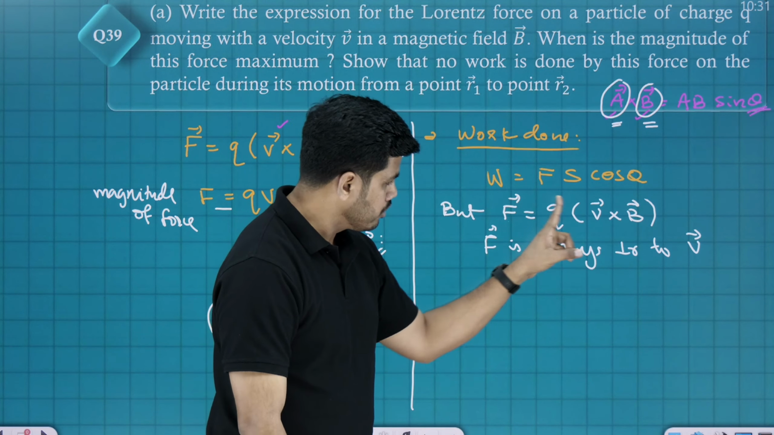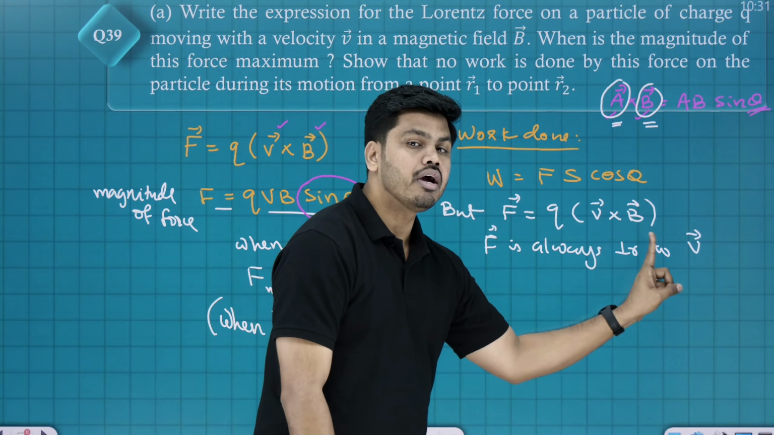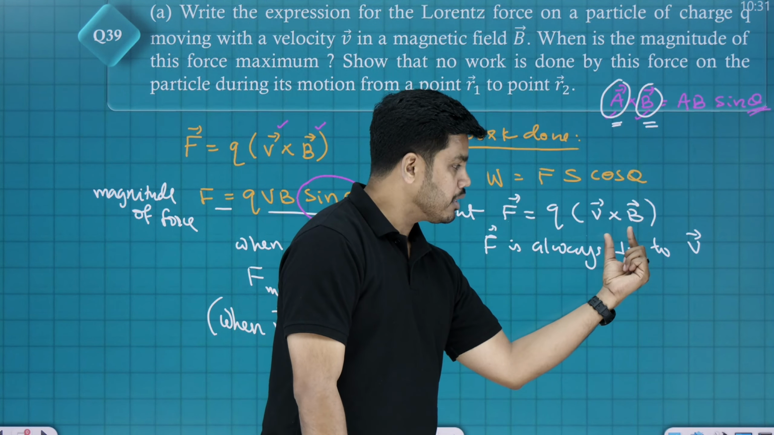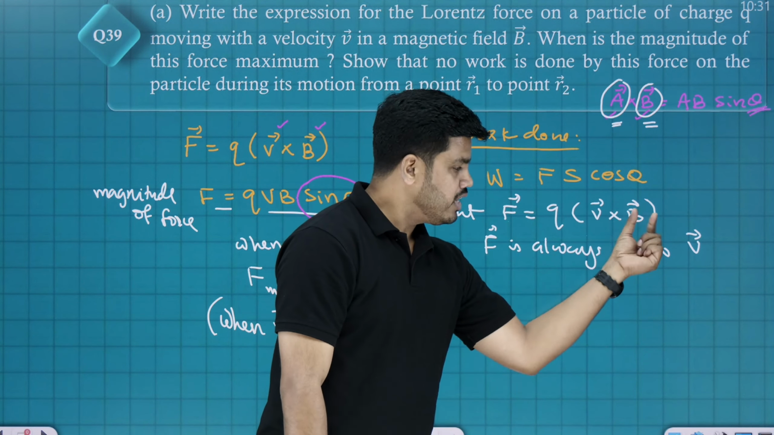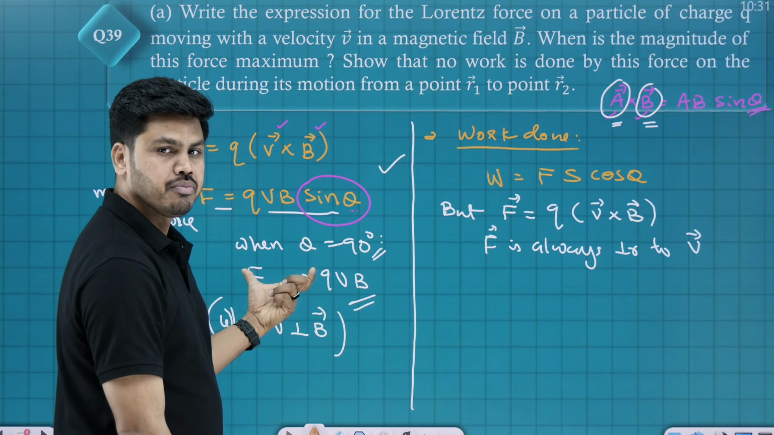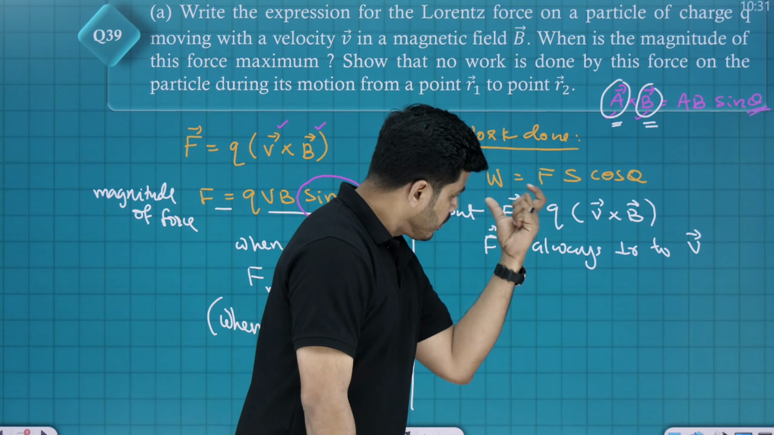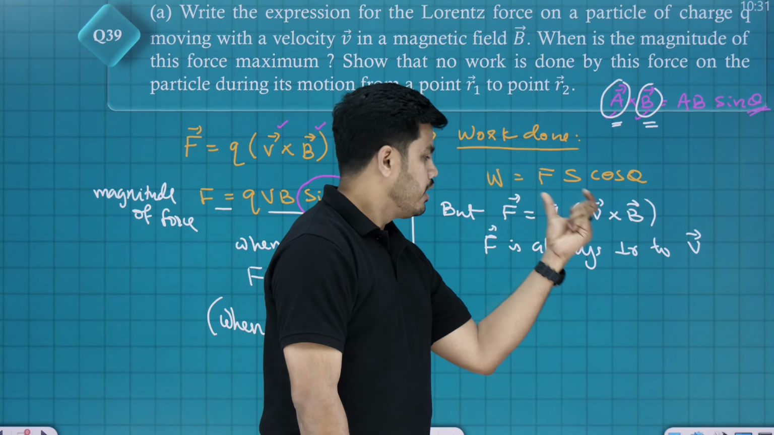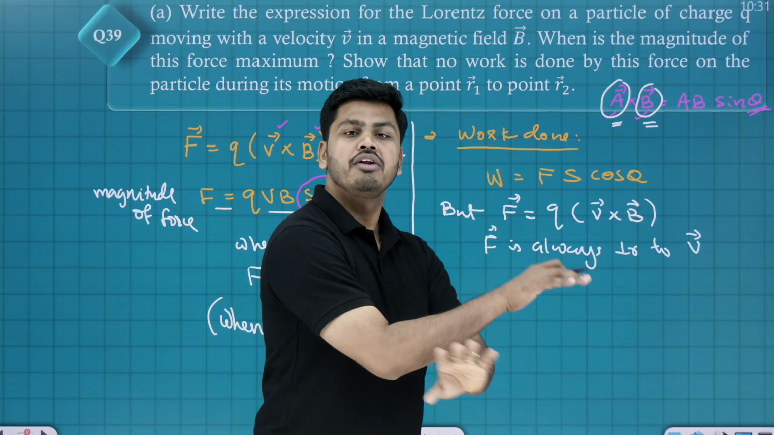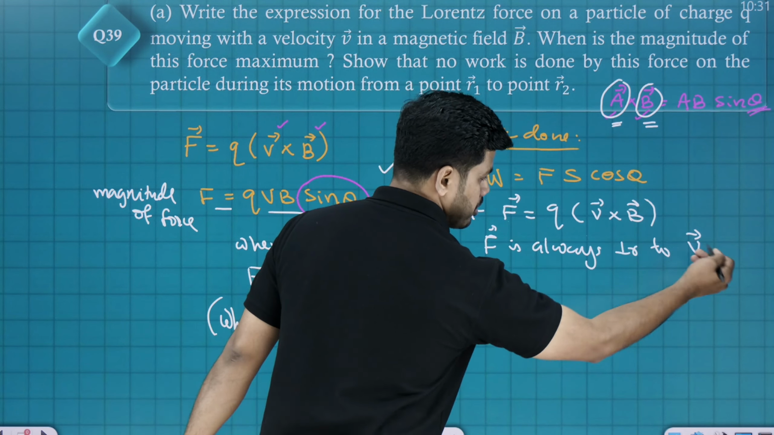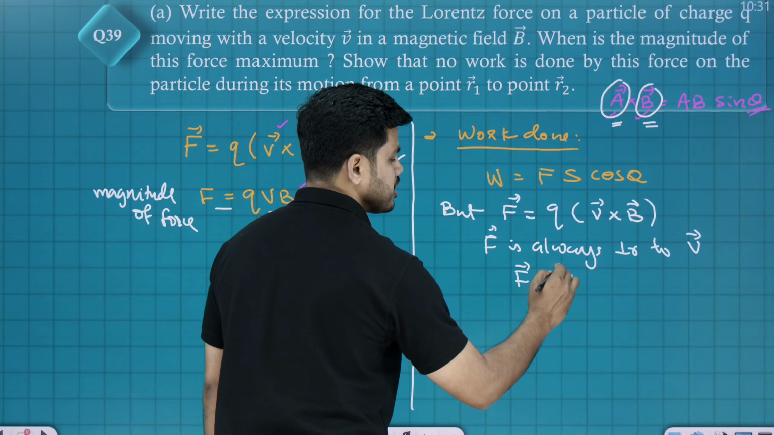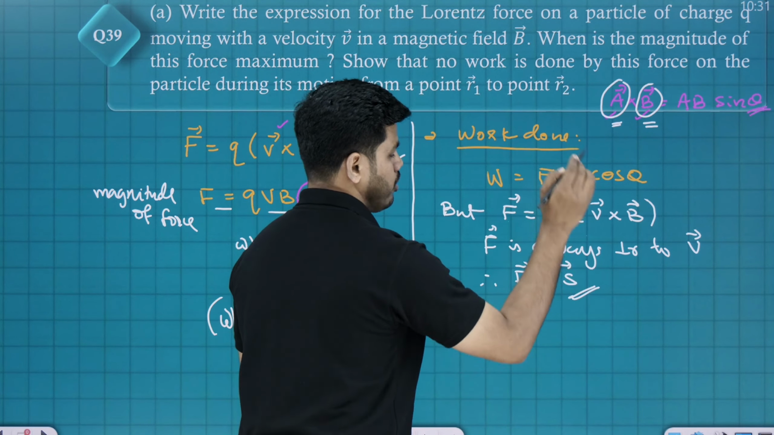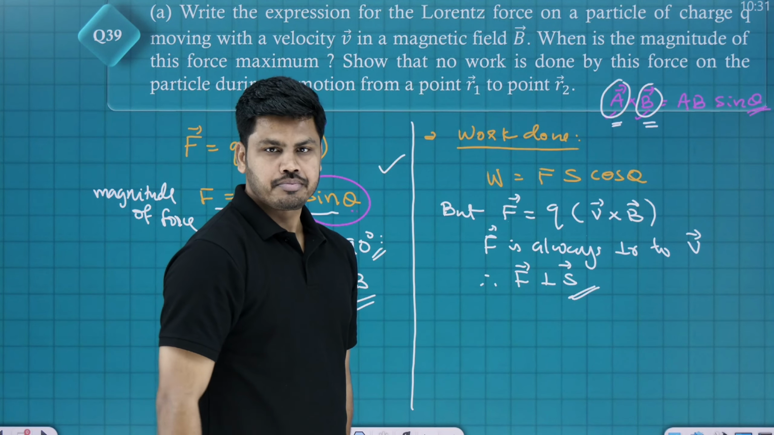F will be perpendicular to V, and F will be perpendicular to B also. V may or may not be perpendicular to B, based on the direction of velocity and magnetic field. Whenever V and B are perpendicular, force is maximum. That we discussed already. But force will be perpendicular to velocity and perpendicular to the magnetic field in all cases. If force is perpendicular to velocity, definitely force will be perpendicular to the displacement also, right? Because velocity and displacement will be in the same direction.